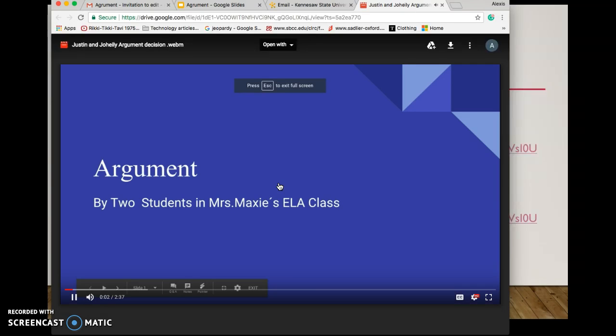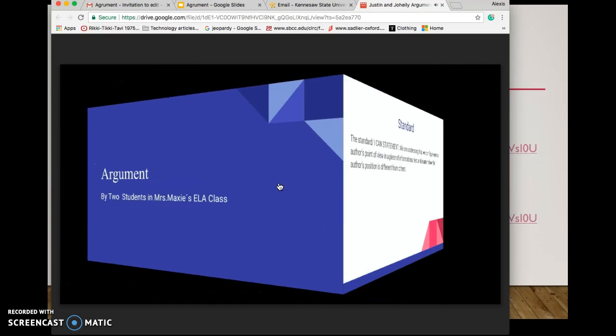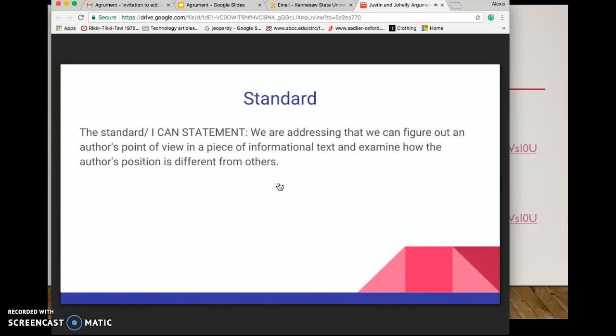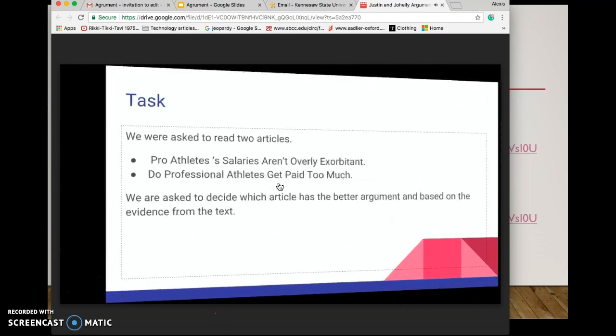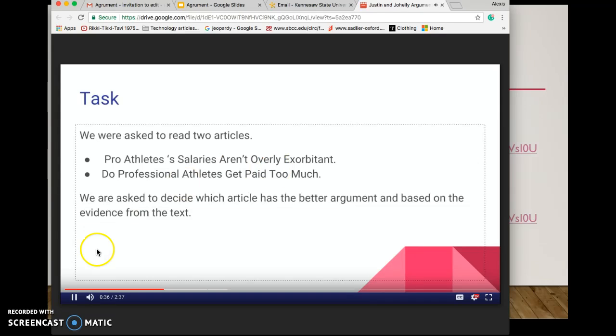Hello, we are two students in Miss Maxey's class. Today we were supposed to talk about argument. The standard, the I can statement. We are addressing that we can figure out an author's point of view in a piece of informational text and examine how the author's position is different from the others. The task we had today was to read 2 articles. The first one was "Pro Athlete Salaries Aren't Overly Exorbitant," and the second article was "Do Professional Athletes Get Paid Too Much?" We were asked to decide which article has the better argument based on the evidence from the text.